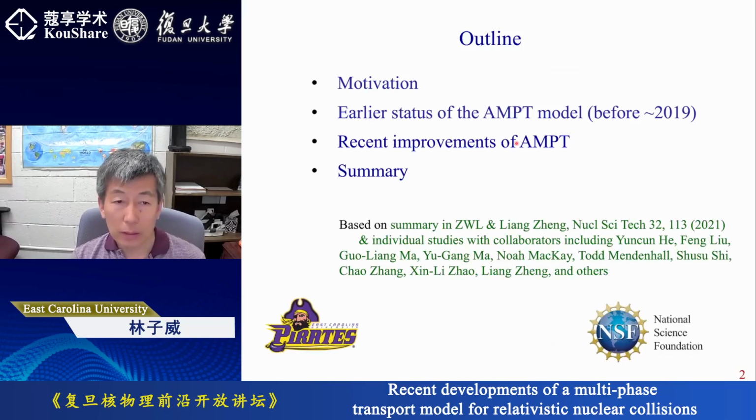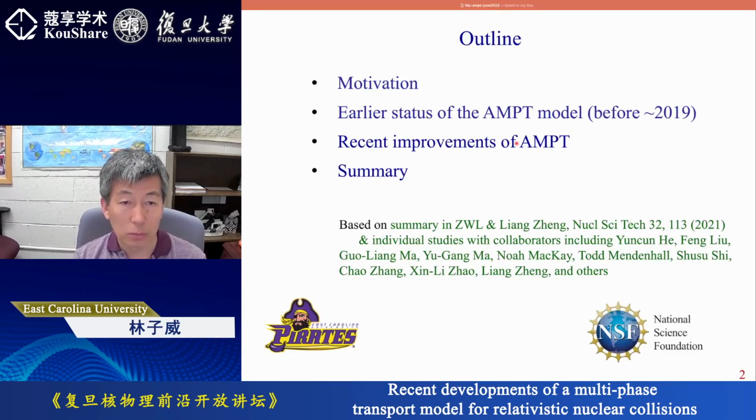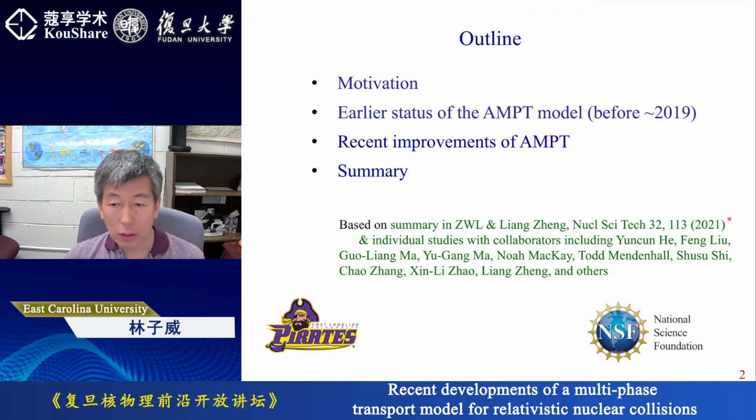So the outline of my talk is the following. I will first show the motivation, and then I will discuss the earlier status of the AMPT model at around 2019. And then we will look at the recent improvements of the AMPT model. And finally, I will summarize. This talk is based on a summary article recently in Nuclear Science and Techniques, and it's also based on individual studies with collaborators whose names are listed here, including many of you who are present here online.